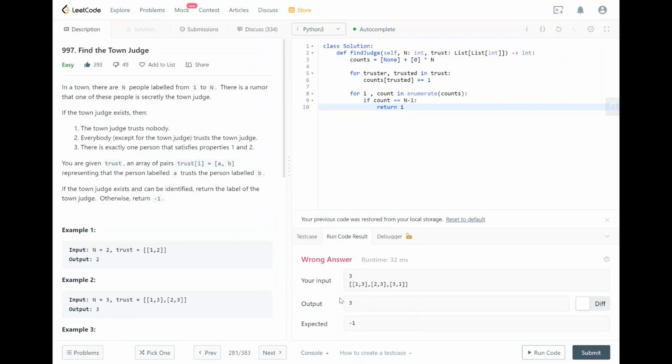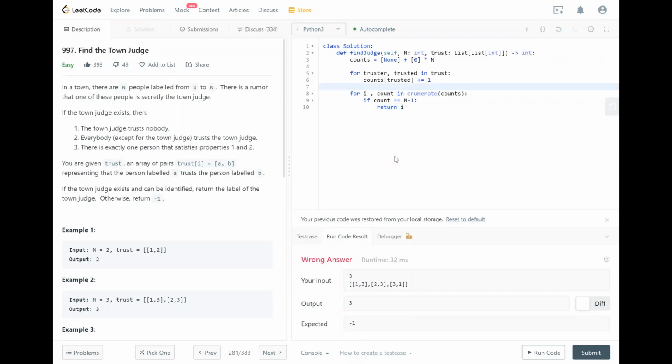What happened here? What happened is that the potential judge, person 3, is actually not the judge. Person 3 proved that they were not the judge when they trusted person 1. We're violating our first constraint: the town judge trusts nobody. So in this case, we're actually not supposed to have a judge. Instead, we're outputting 3 as if that person was the judge, but really we should be outputting -1 because there really is no judge.